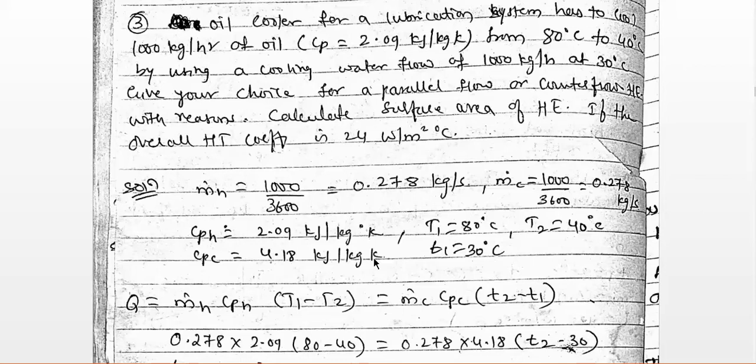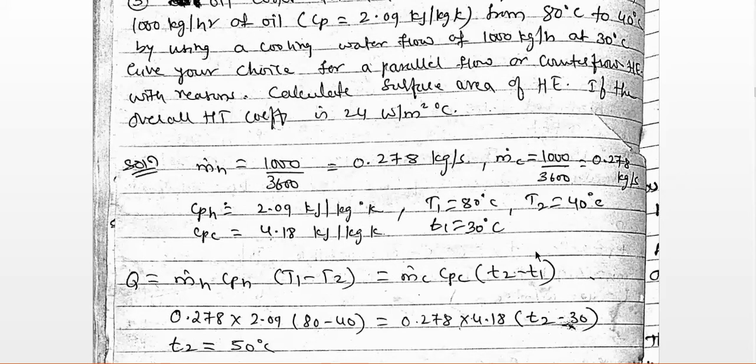Later on, the inlet and outlet temperatures of the hot fluid are given. T1 is 80 degrees Celsius, the inlet temperature of the hot fluid, and T2 is the exit temperature of the hot fluid. The small t1 value is also given, that is the inlet temperature of the cold fluid, water, which is 30 degrees Celsius. First we will calculate small t2, the exit temperature of the water or cold fluid.